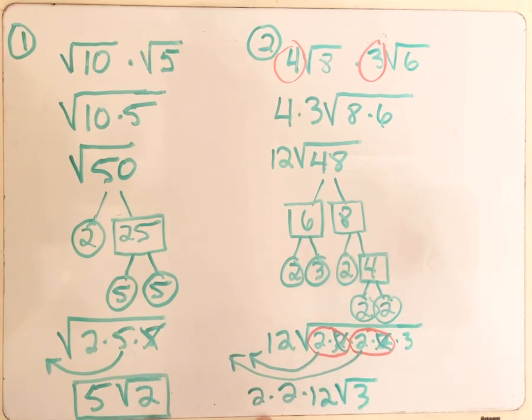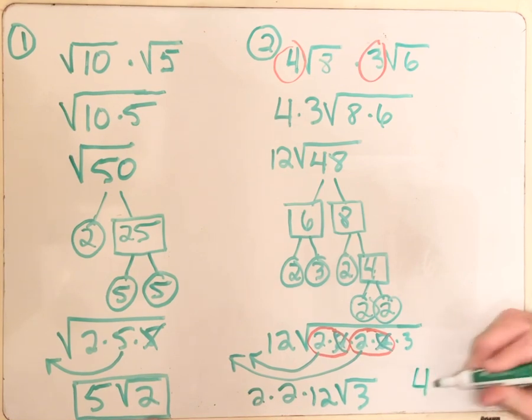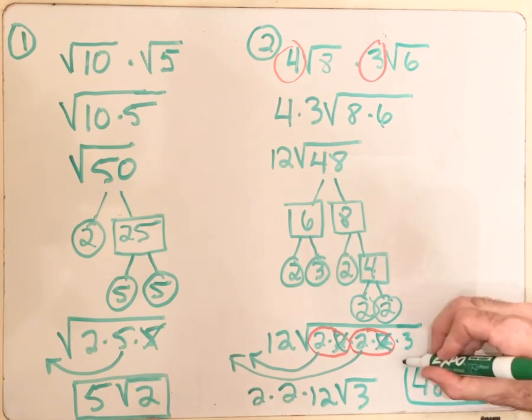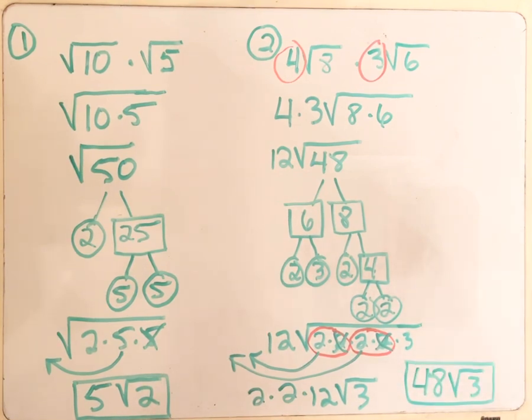Now we're going to simplify this stuff on the outside: 2 times 2 times 12. 2 times 2 is 4. 4 times 12 is 48. Times the square root of 3. And that is our final answer. I'm not sure how we could check that one. This one gets a little bit more out of control. So that's our final answer.